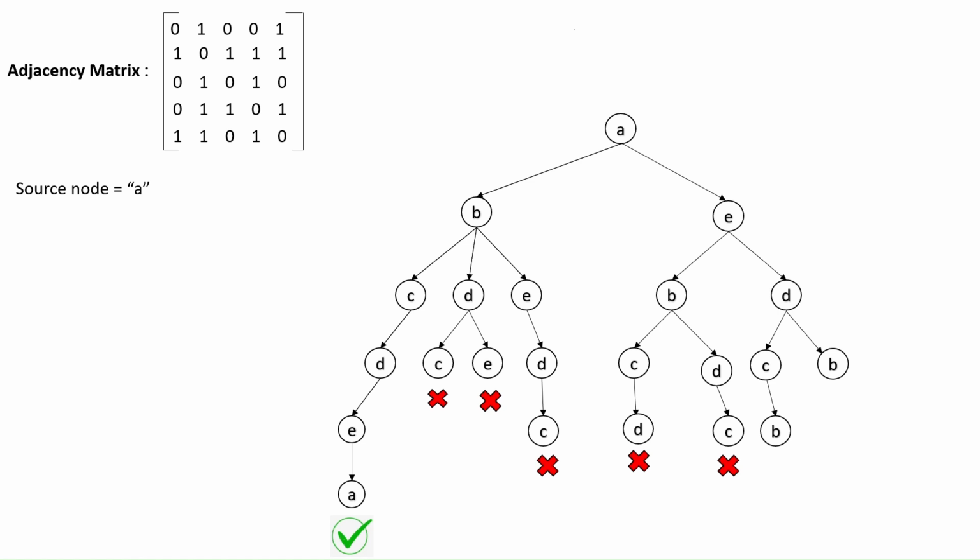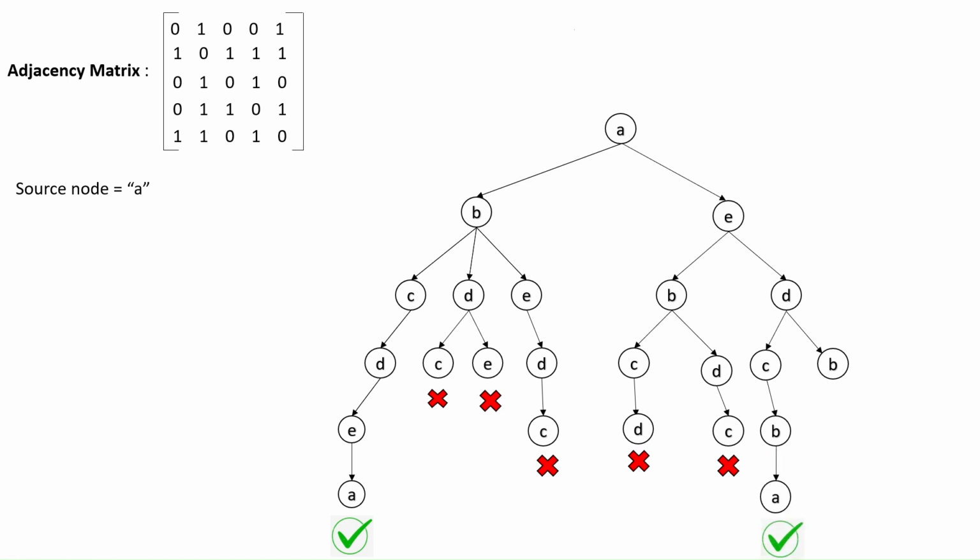So we check the edge present between the last vertex and the starting vertex. Here the last vertex is B and the starting vertex is A. Here the direct edge is present between A and B. This is the correct Hamiltonian cycle.